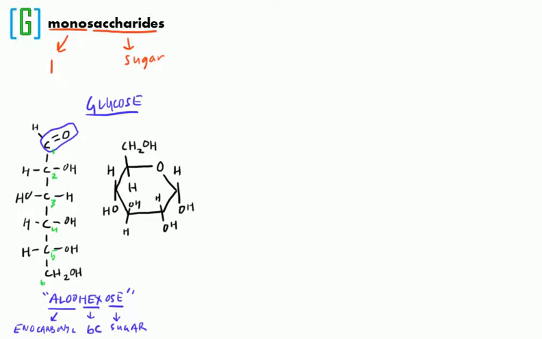Okay. So you might not be able to tell just by looking at it, but these two are actually the same thing. This chain formation is a little bit easier maybe to see what's going on, but this ring formation that we just completed is actually what glucose looks like when you mix it up with water. It forms this ring shape.